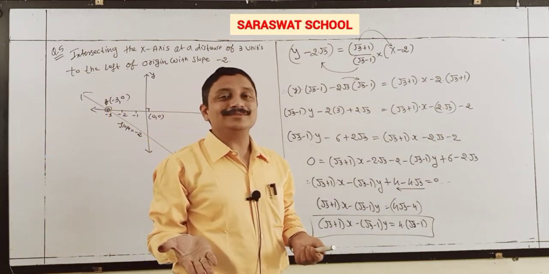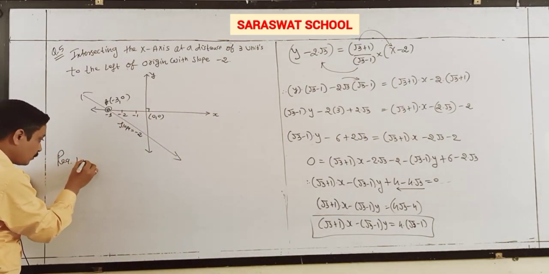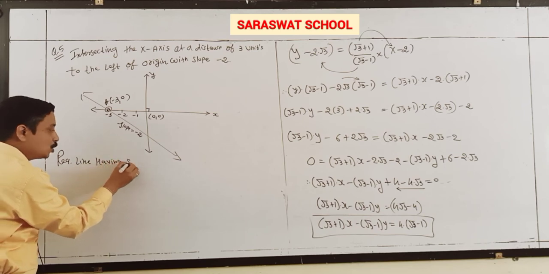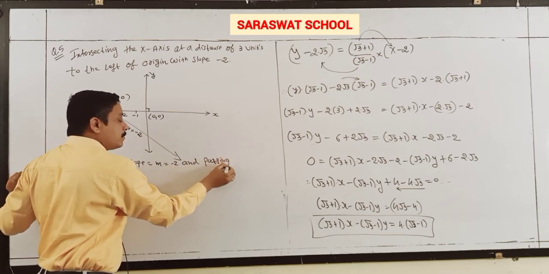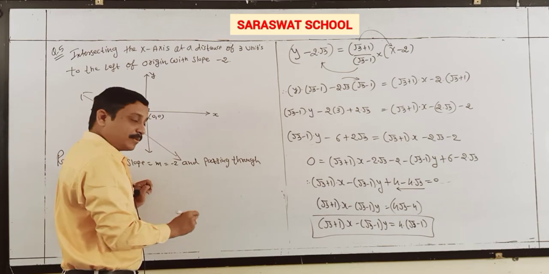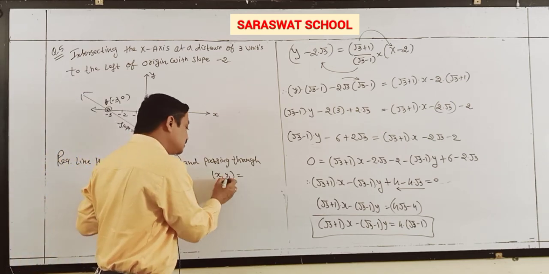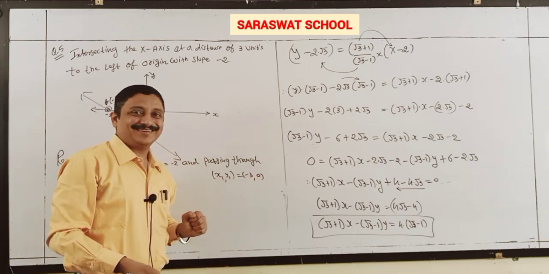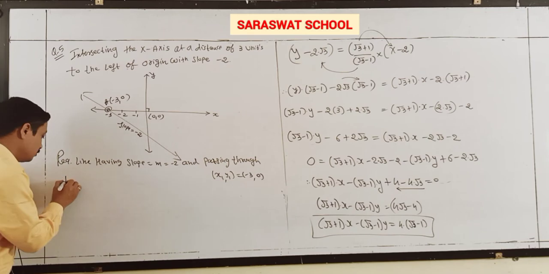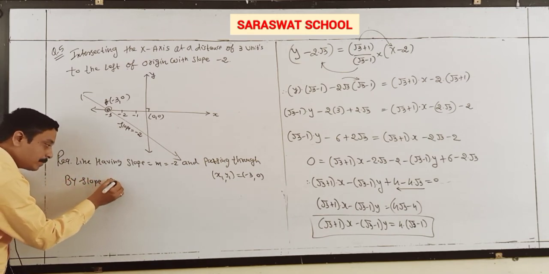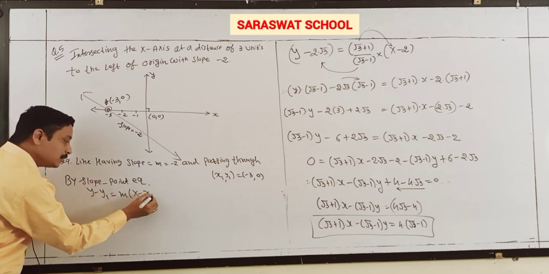Now the slope is known and the passing-through point is known, so the required line having slope m equal to minus 2 and passing through x1, y1, which you will write according to the drawing as (minus 3, 0). The slope is known, so I go to the slope-point form of the equation of the line: y minus y1 is equal to m(x minus x1).